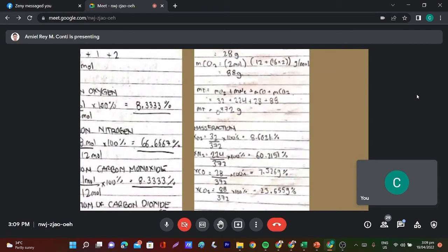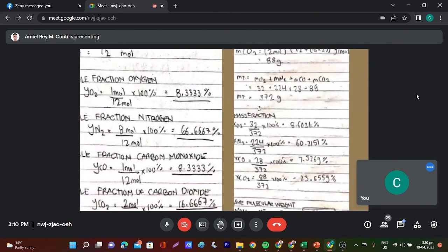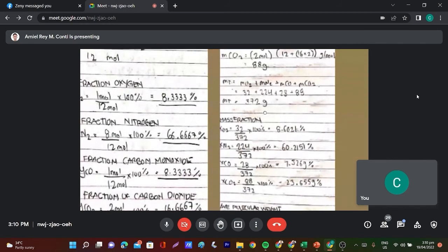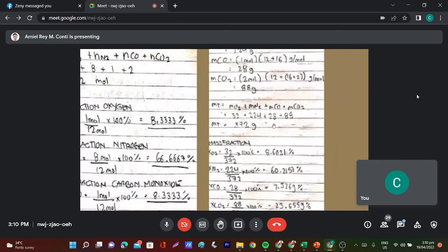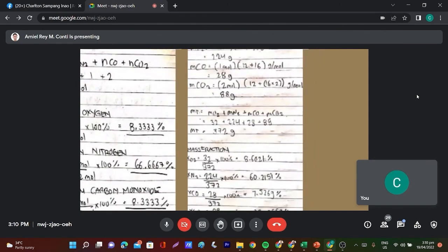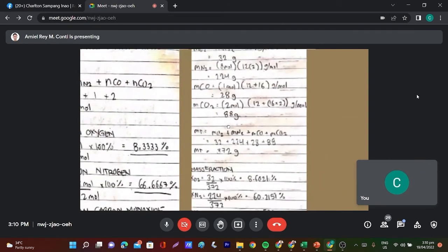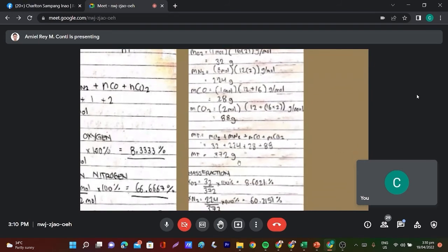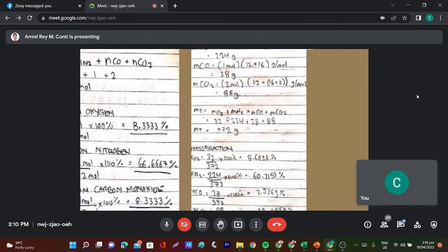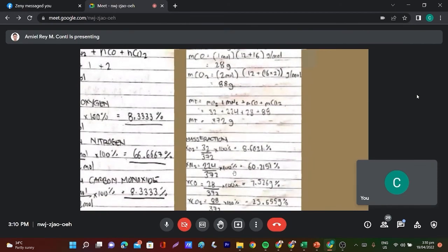Then, after that, after getting the total, we get the mass fraction. Parang yung kanina din po sa mole fraction. In this case, yung mass lang nung per element divided by the total mass times 100% para malaman natin kung ilan po yung mass fraction of the whole per element. Example dito sa oxygen, 32 po ang nakuha natin na mass kanina, di-divide lang po natin yun sa total mass. 32 divided by 372 times 100, we get 8.6021%.